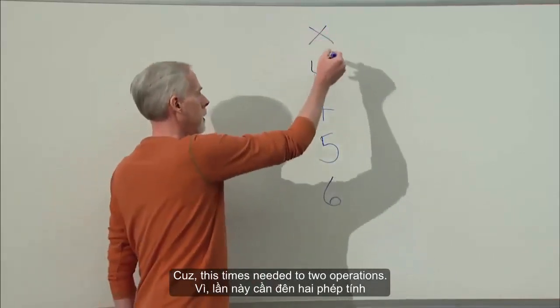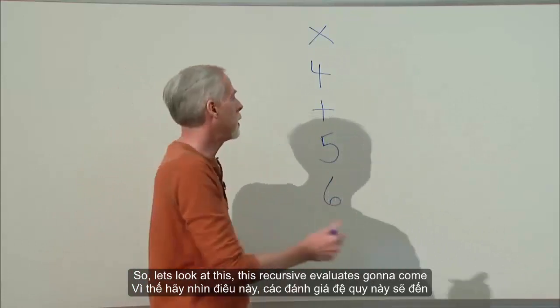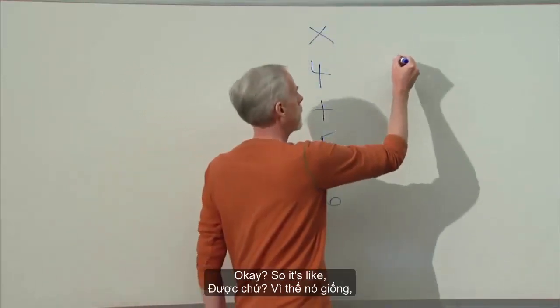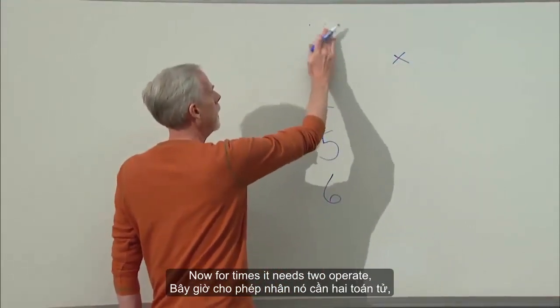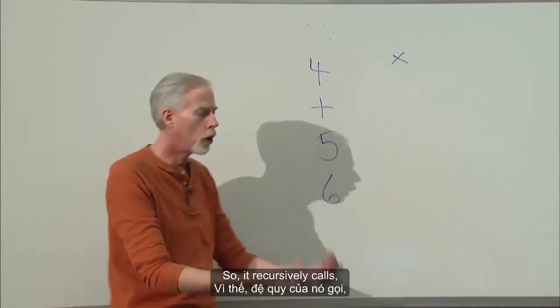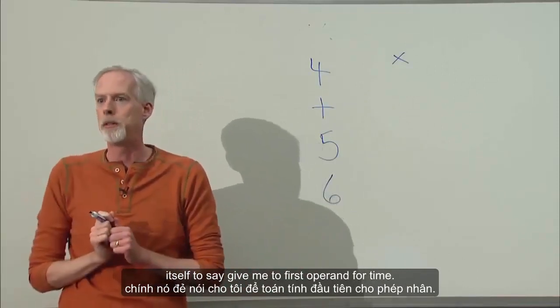Because this times needs its 2 operations. So let's look at this. This recursive evaluate is going to come in here. It's going to try and evaluate the top of the stack, which is a times. Okay, so it's like, okay, I'm doing times. Now, for times, it needs two operands here. So it recursively calls itself to say, give me the first operand for times.